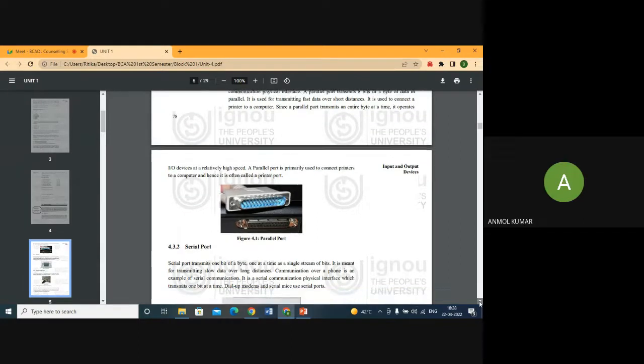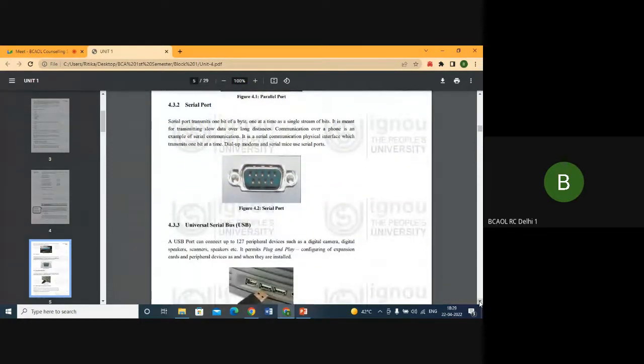Now the other one is the serial port. So a serial port transmits 1 bit of a byte. That means out of 8 bits it will transfer only 1 bit, one at a time, as a single stream of bits. Like in a keyboard, what do you do? You press A, then one bit will go to that stream. So it is meant for transmitting slow data over long distance. Communication over a phone is an example of serial communication.